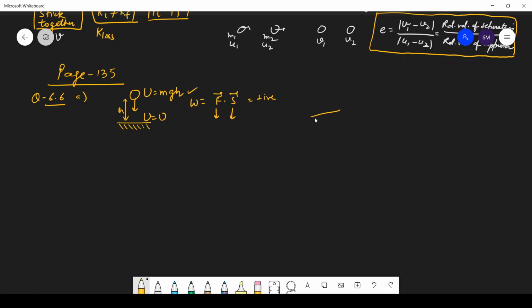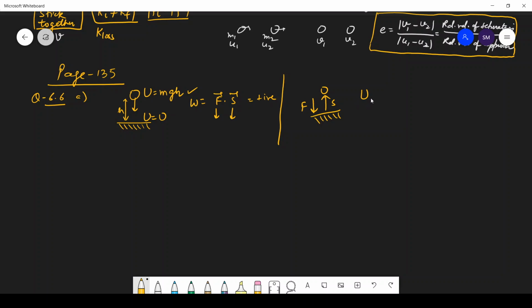And suppose you are throwing the ball upwards. Here the gravitational force is working downward, but the displacement is upward. You have thrown the ball up. So in this case, potential energy increases.